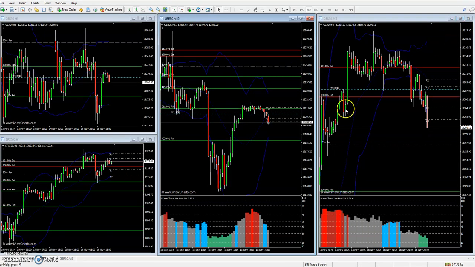Now, what you're always going to see with iView is that the indicators will change based upon the time frame that it's looking at. So the fibs will look different. The pivot points, which are based upon the open candle, will look different.